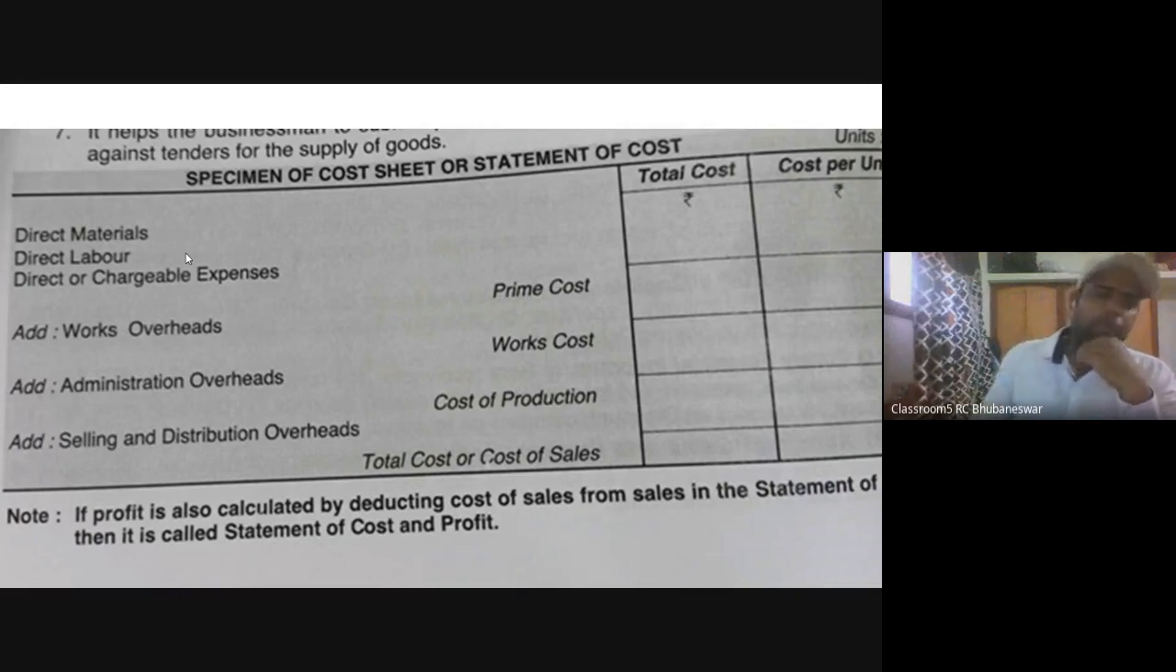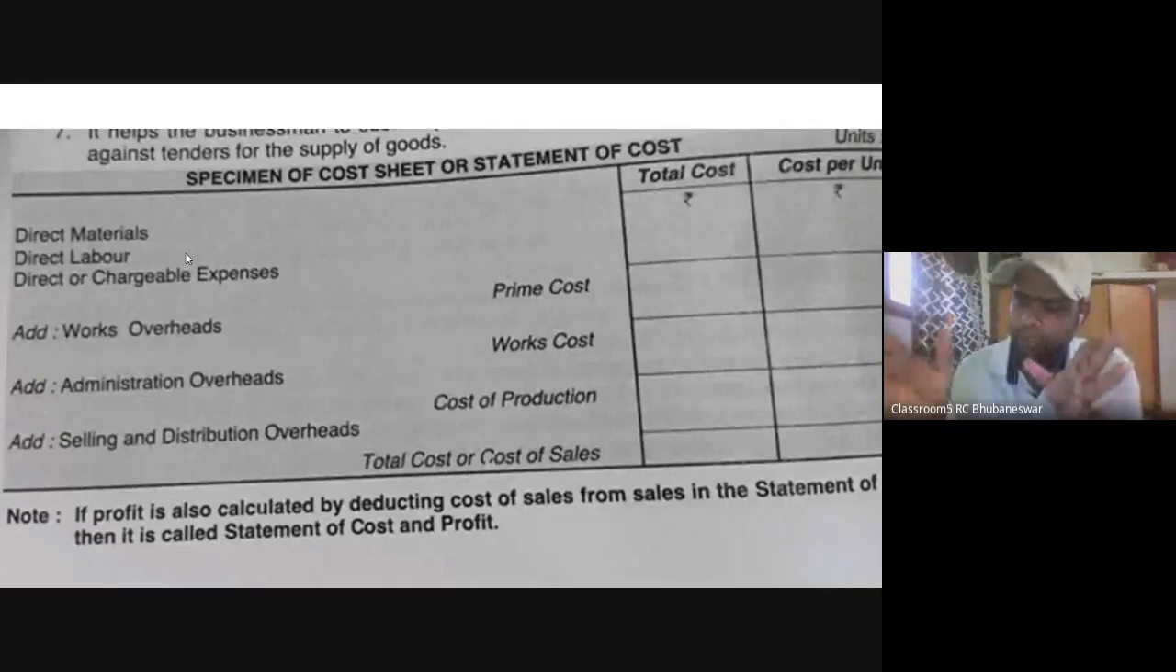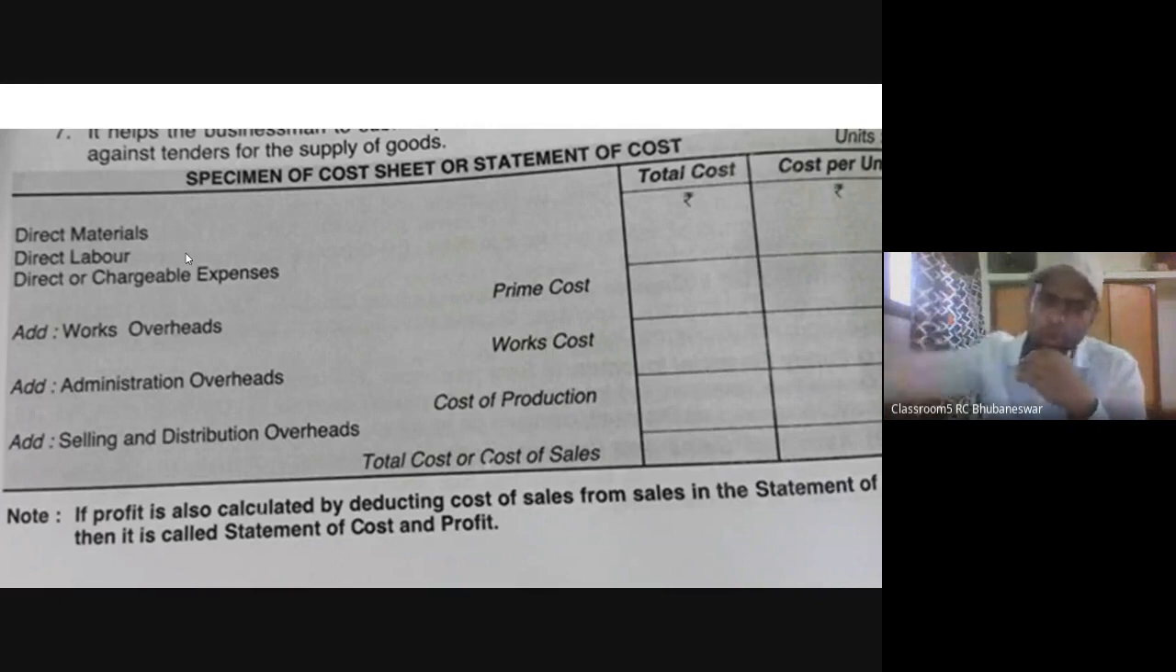Then we will add selling and distribution overheads. Here an important thing I have to tell you all. The cost of production will determine the cost per unit of output. So after producing the product, what is the cost per unit? It can be identified out of this cost of production.